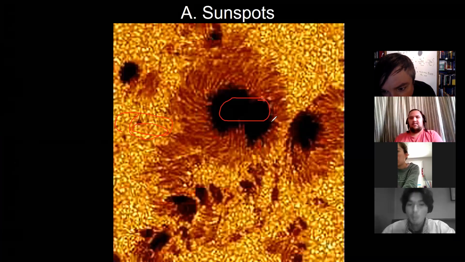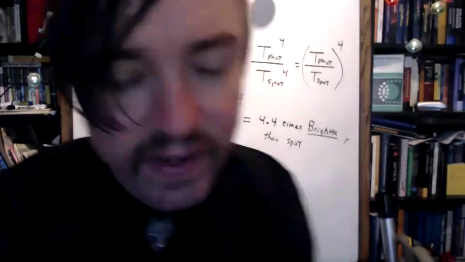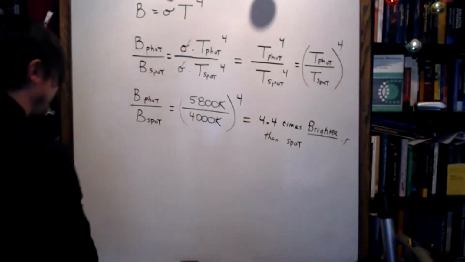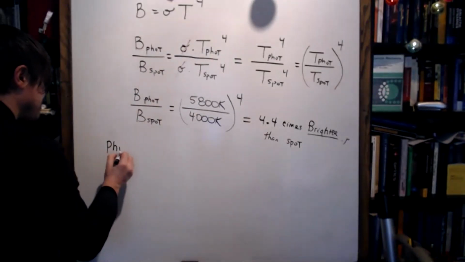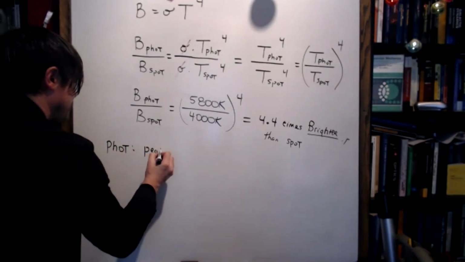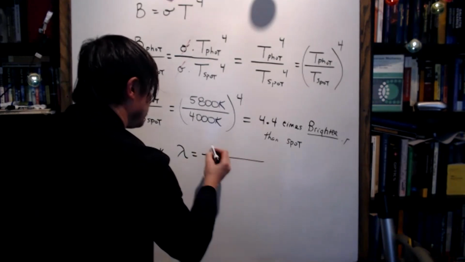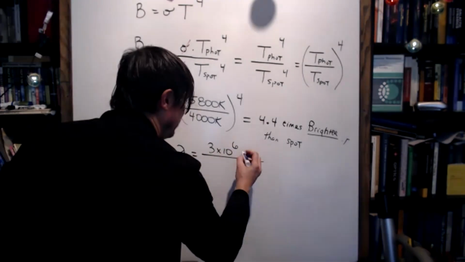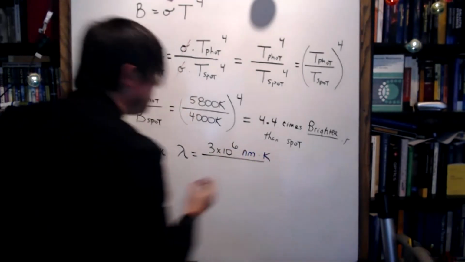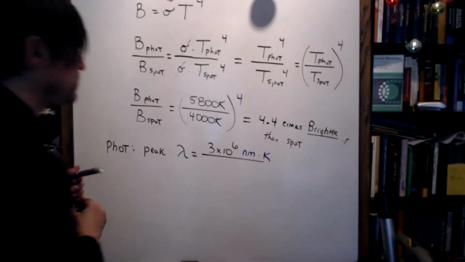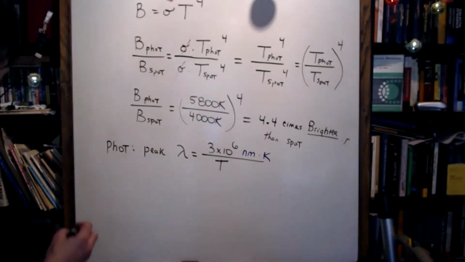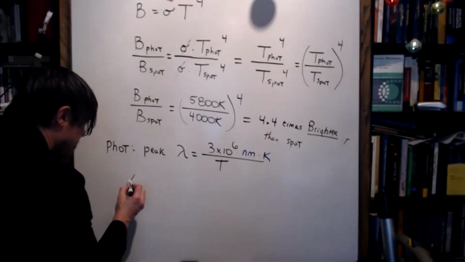Let's also analyze their peak wavelength, and then I'm going to make a cool point. So first, let's find the peak wavelength of the photosphere. Wien's law tells us the peak wavelength can be calculated by 3 million nanometer kelvins divided by the temperature T. So if you plug in 5800 Kelvin, what do you get?